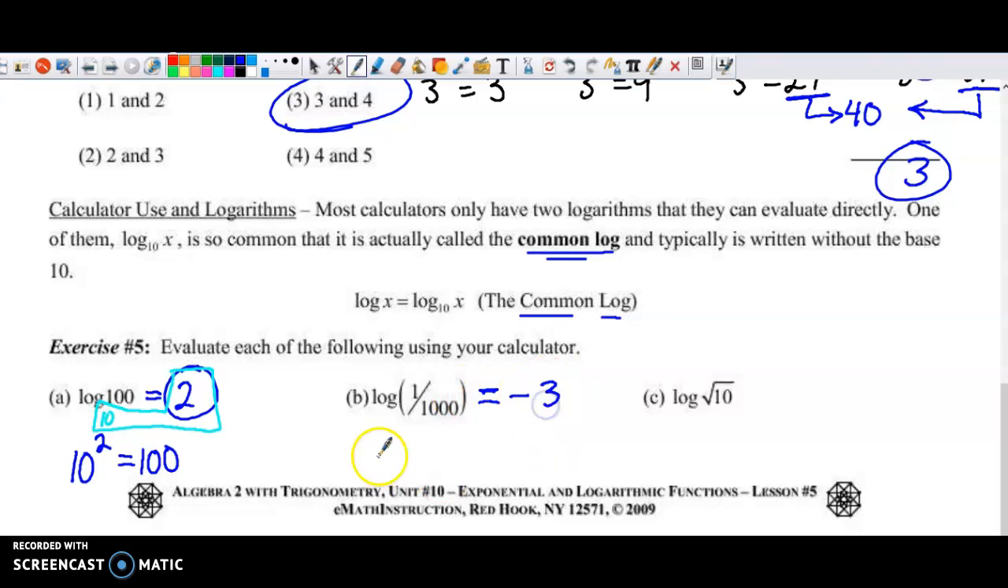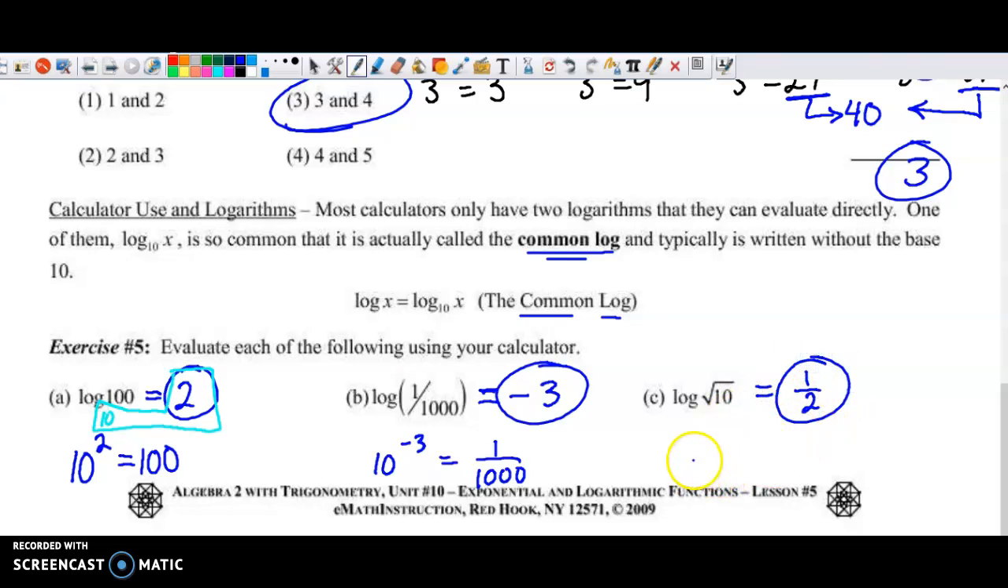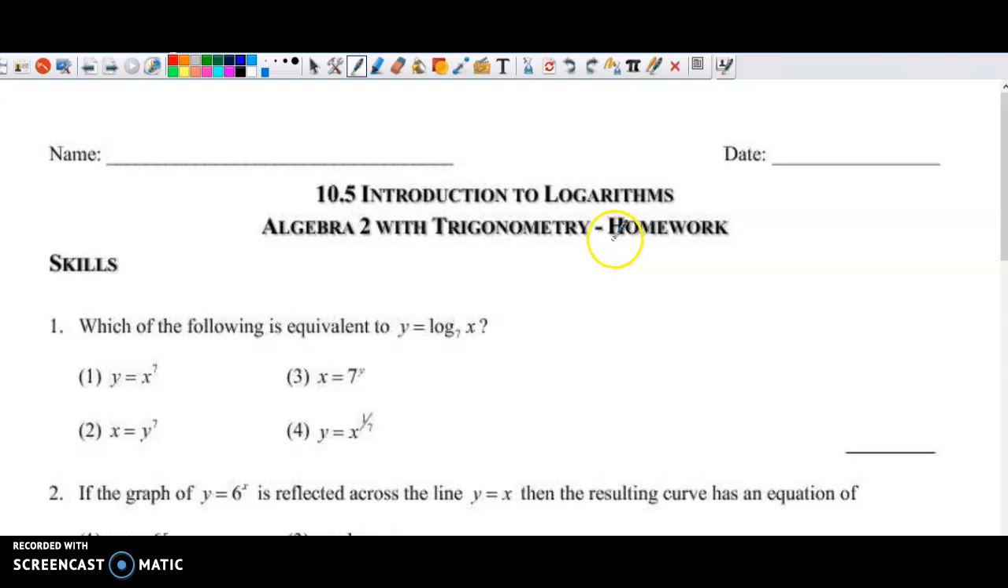So looking at the next one, I know it's a negative answer in order to get a fraction, and then to the 3rd power. That 10 to the negative 3rd power gives me 1 over 1,000. And then this last one, again, feel free to use a calculator, but it's 1/2. Why? 10 to the 1/2 power is the same thing as the square root of 10. And now you should be ready for your homework on 10.5.